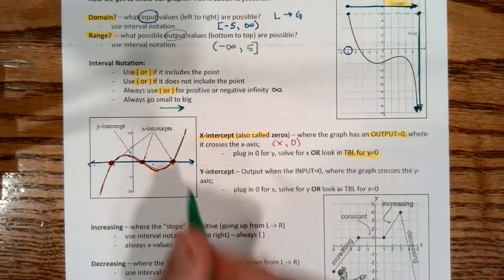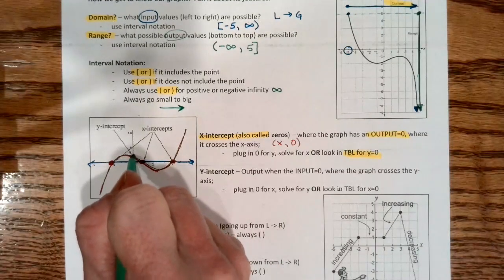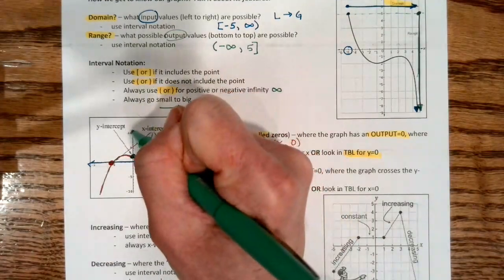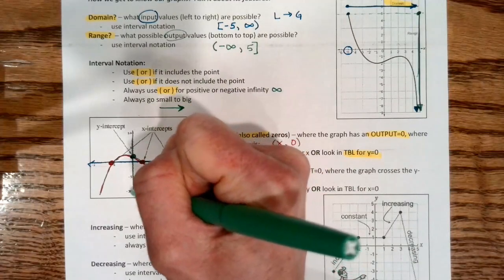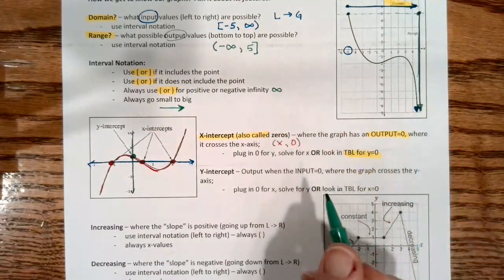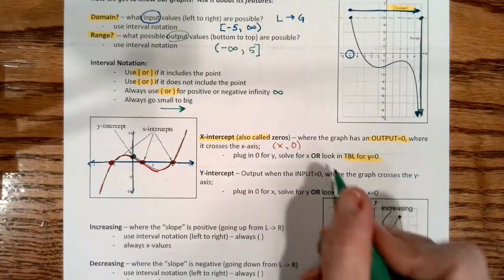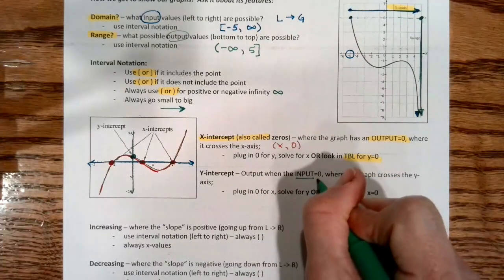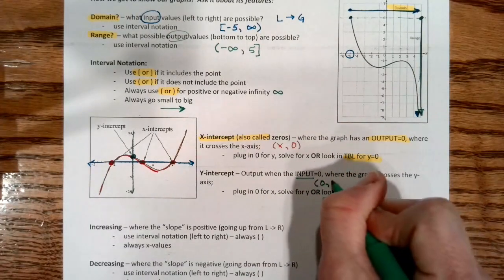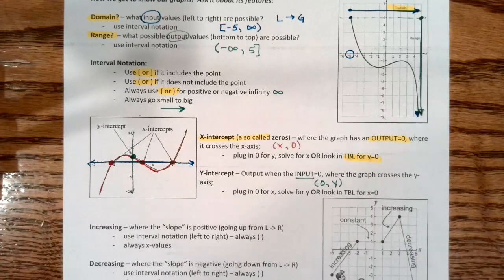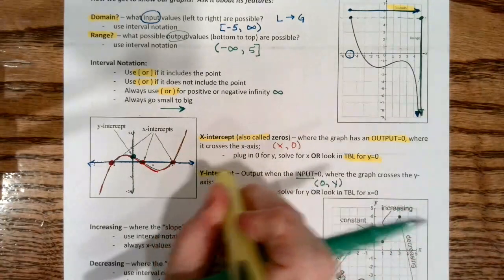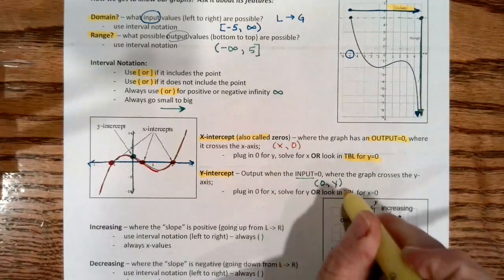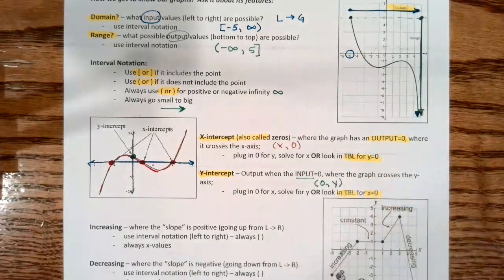Now our y-intercepts are still an interesting conversation because that's where our graph crosses the y-axis. So when we're looking at the y-axis, that's an input of 0, meaning 0 goes in, and I'm looking at what is the output when that input is 0. So when I go to my table of values, I can again have an x equal to 0.